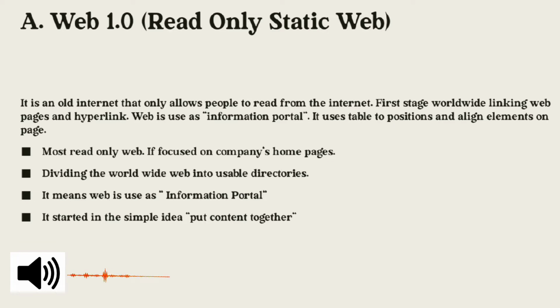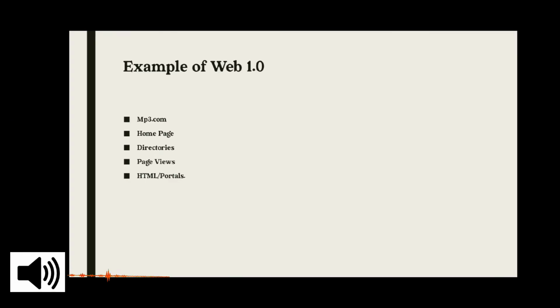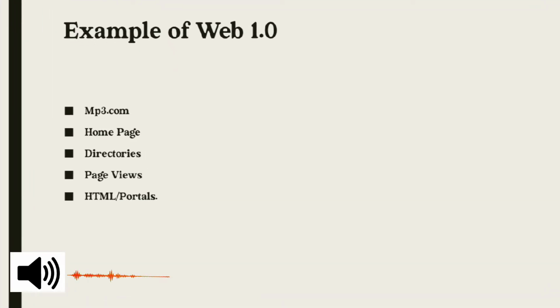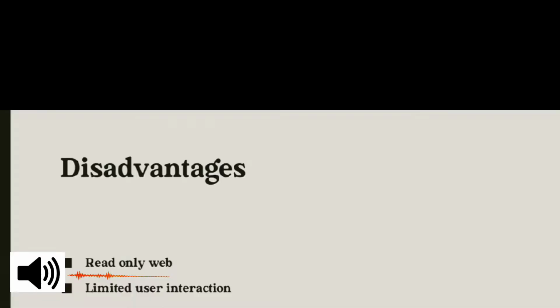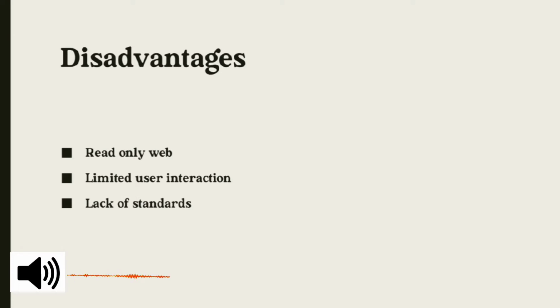So here are the examples of Web 1.0: mp3.com, the home page, the directories, the page views, or the HTML or portal. Here are the disadvantages of Web 1.0. It is a read-only web, with limited user interaction and a lack of standards.